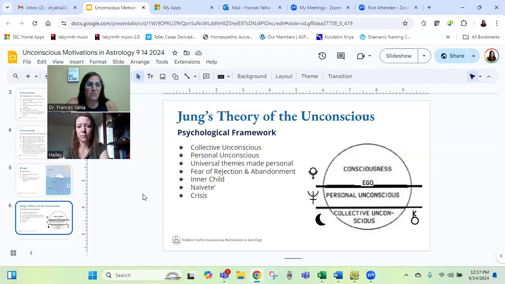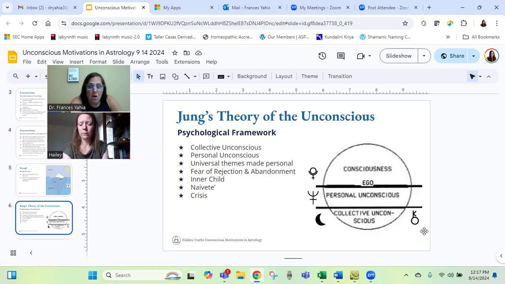So Jung, being a student of Freud and then creating his own school of analytical psychology, took his model of the psyche, the unconscious and consciousness, a little differently. So down here is the collective unconscious. The collective unconscious is what we share with all of humanity.